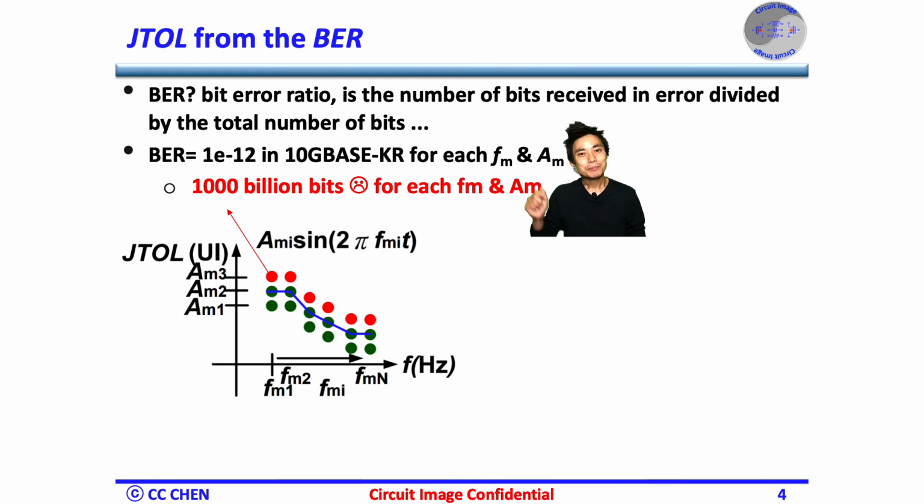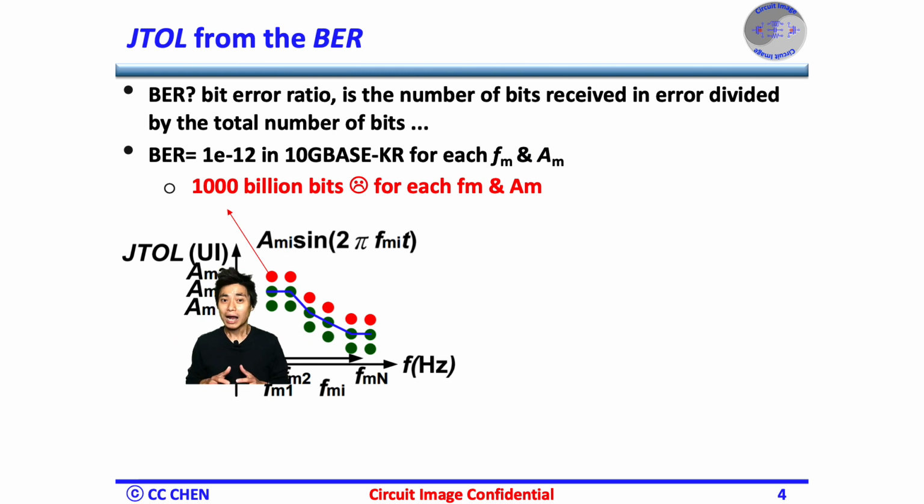Not just that, remember the JTOL checks the bit error rate at each phase modulation frequency and depth pair. So we definitely cannot run any simulation, including the simplest CDR model, with 1000 billion bits at each phase modulation, not to mention covering a few thousand permutations or beyond in the phase modulation. So what can we do to have a similar JTOL in our simulation for the CDR design and verification phases? Think about it for 5 seconds.